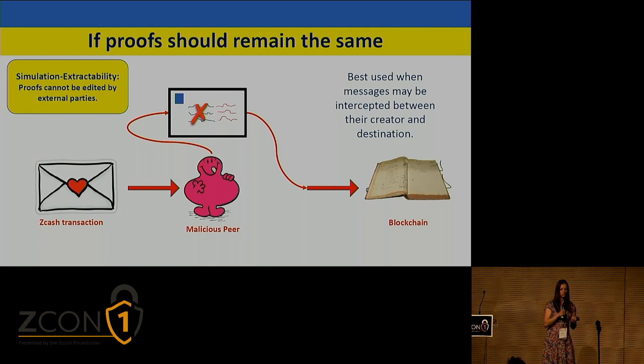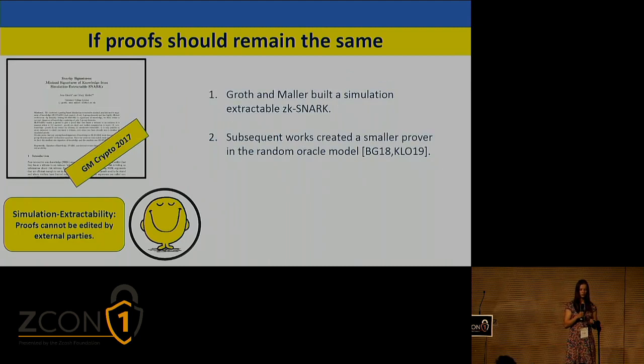So you probably wouldn't use a simulation extractable scheme if you weren't worried about malleability, because you do pay a little bit in cost for the prover. But if you are worried about it, then the cost is about double, so it's worth doing. So this is actually a scheme that was done by myself in Graz. We built a simulation extractable SNARK. And there are some subsequent works which really get down the size of this prover by introducing the random oracle model.